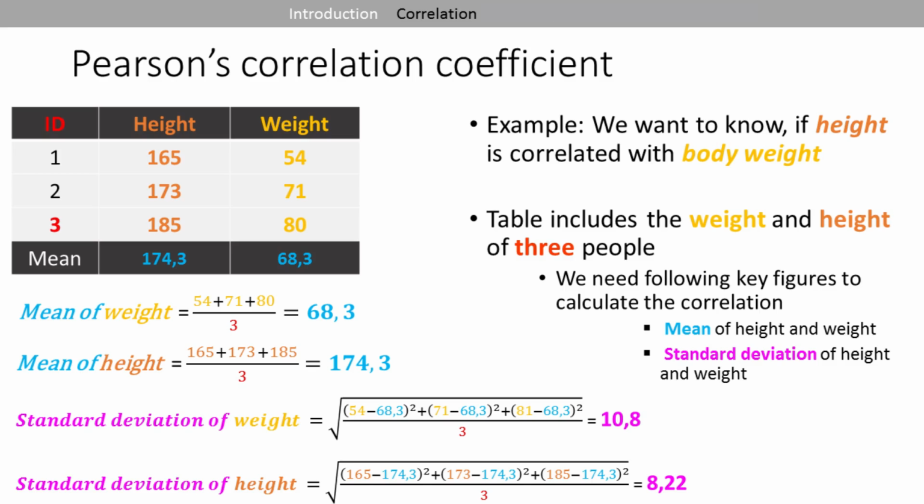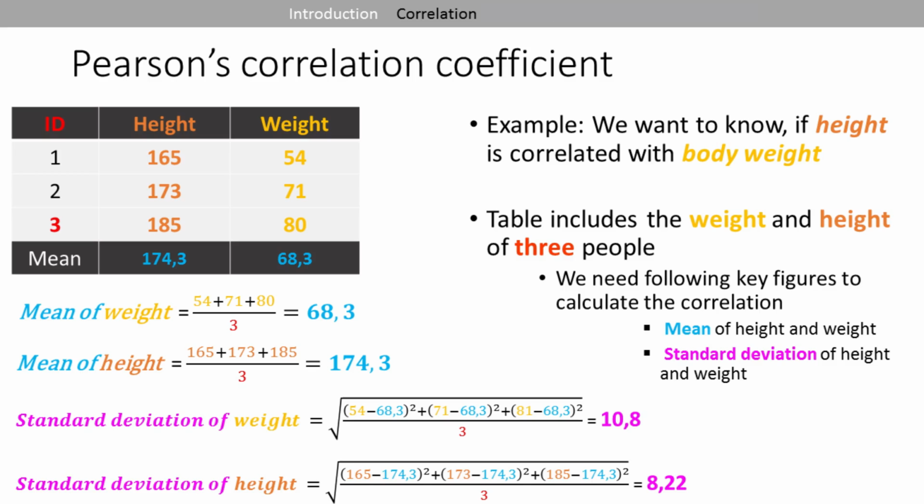So here is the example. We have just three persons' variables of height and weight. If we want to know whether height is correlated with body weight, that's one classic example we can use. This table includes the weight and height of three people, and we need to find the key figures of mean and standard deviation here.